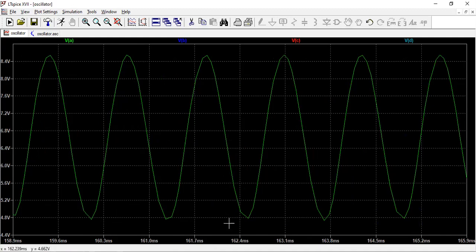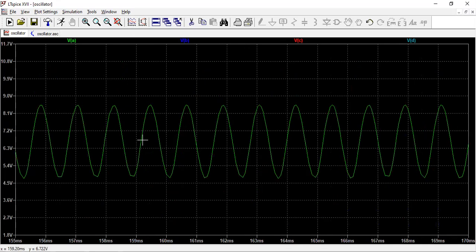Now you want to calculate the frequency. Calculate the time difference between this and this, then you can find the frequency. Now you can see clearly, from here to here is the time period. Take one cycle and find the time period difference. Then calculate the frequency, and write down that the practical frequency and theoretical frequency are more or less close.